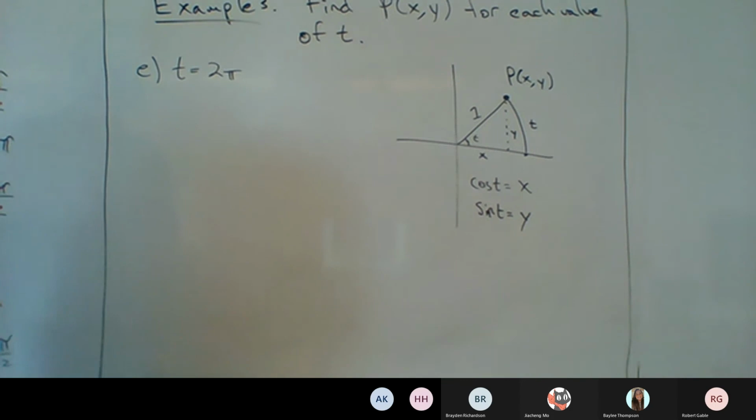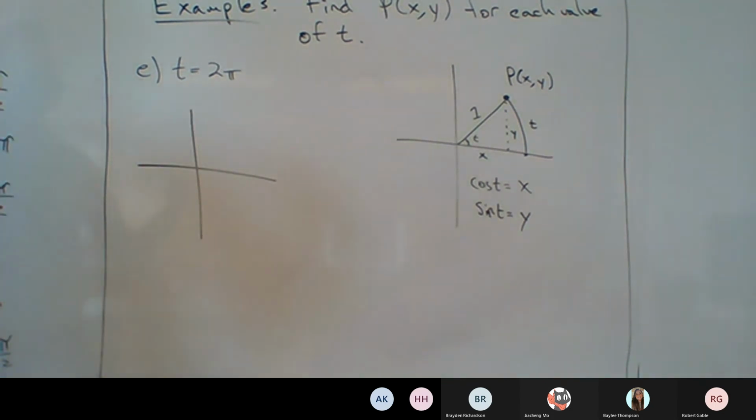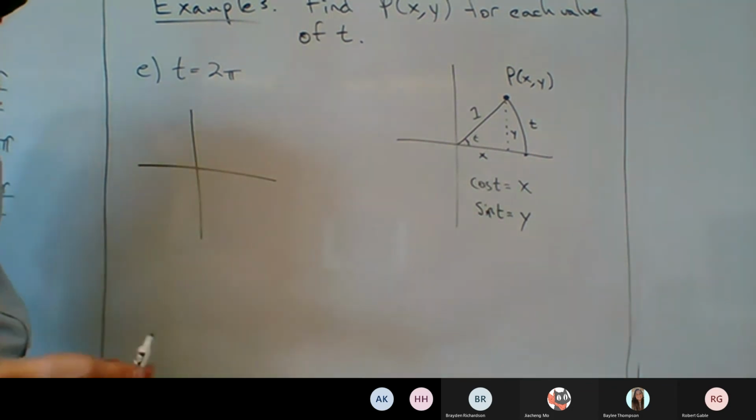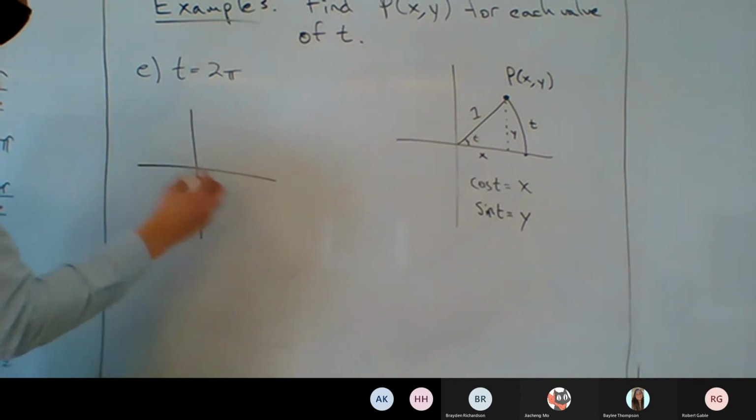All right, t is equal to 2 pi for part B. Thinking of this as arc length along the unit circle, remember its radius is 1. So this is the entire circumference, right? This is the entire circumference.